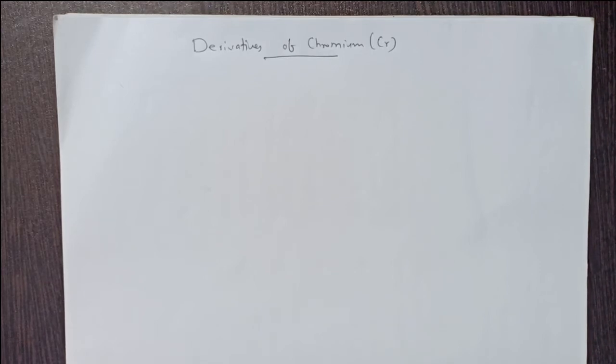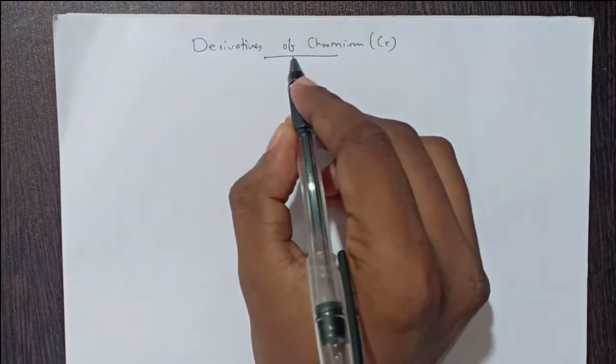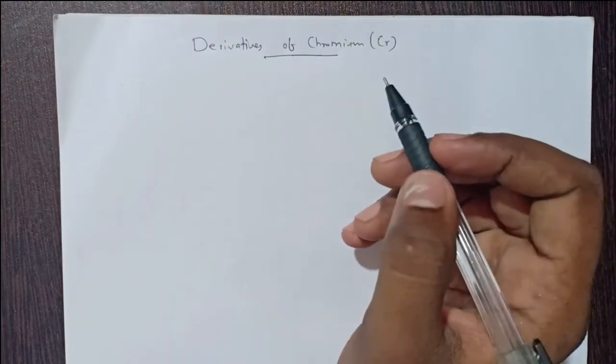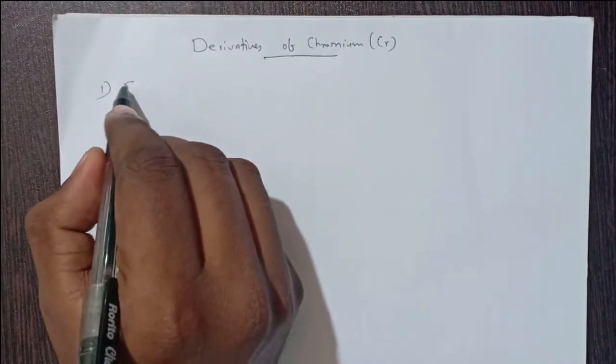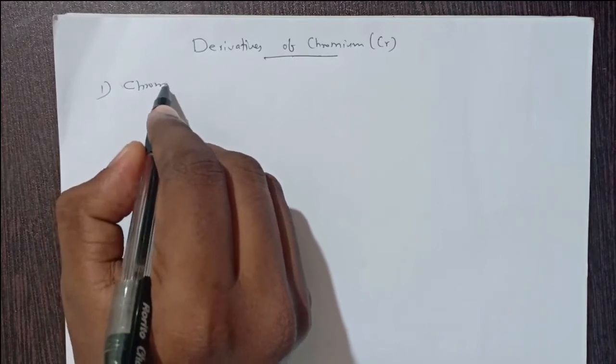In the last video, we discussed the oxidation reactions using various reagents. In this video, we are going to discuss the oxidation reactions of chromium derivatives, the reagents derived from chromium. First, we are going to discuss chromic acid.